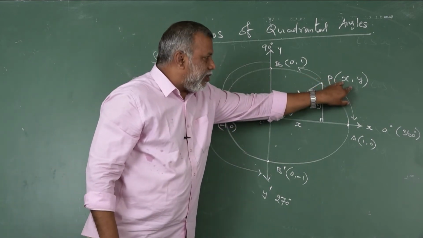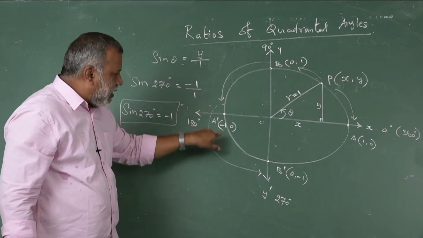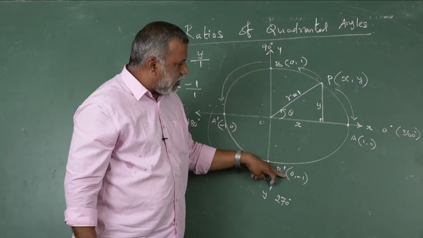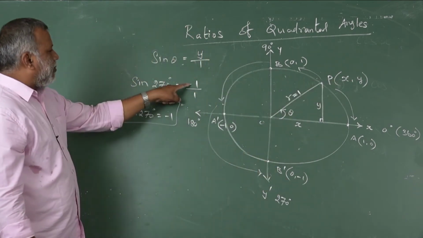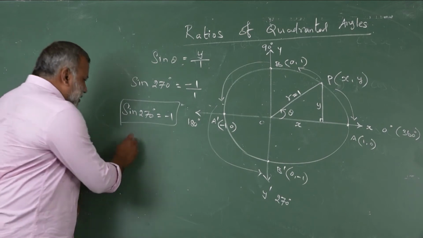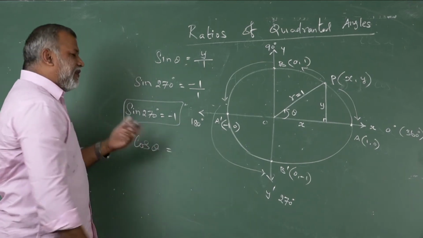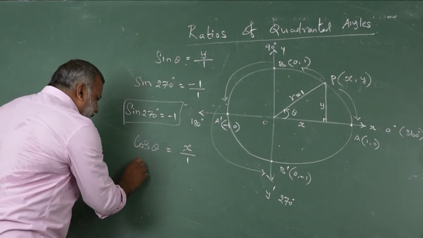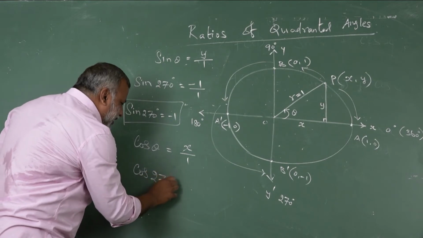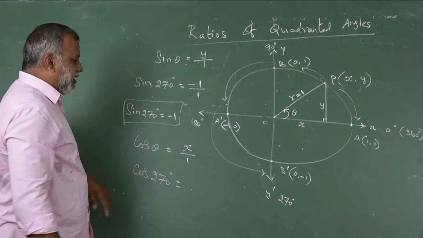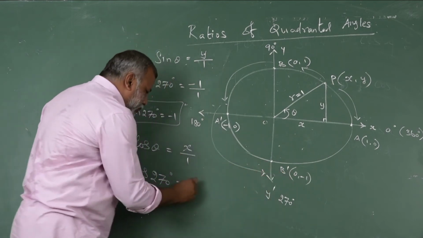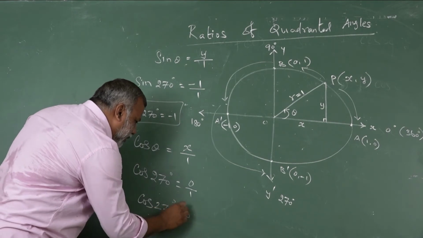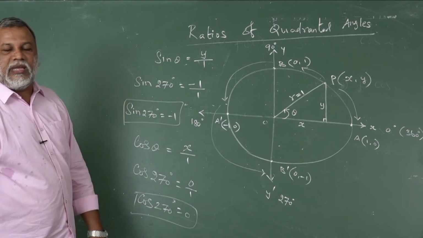See this observation. This point moving along with direction and finally coincides with the B dash. Then apply the changes. X becomes 0, Y becomes minus 1. So, minus 1 by 1 equal to minus 1. The same way, see cos theta. What is the formula of cos theta from this base diagram? X by 1. Now theta is replaced by which angle? 270 degree. So cos 270. X is replaced by what here? 0. Divided by 1. Therefore, cos 270 is equal to 0.